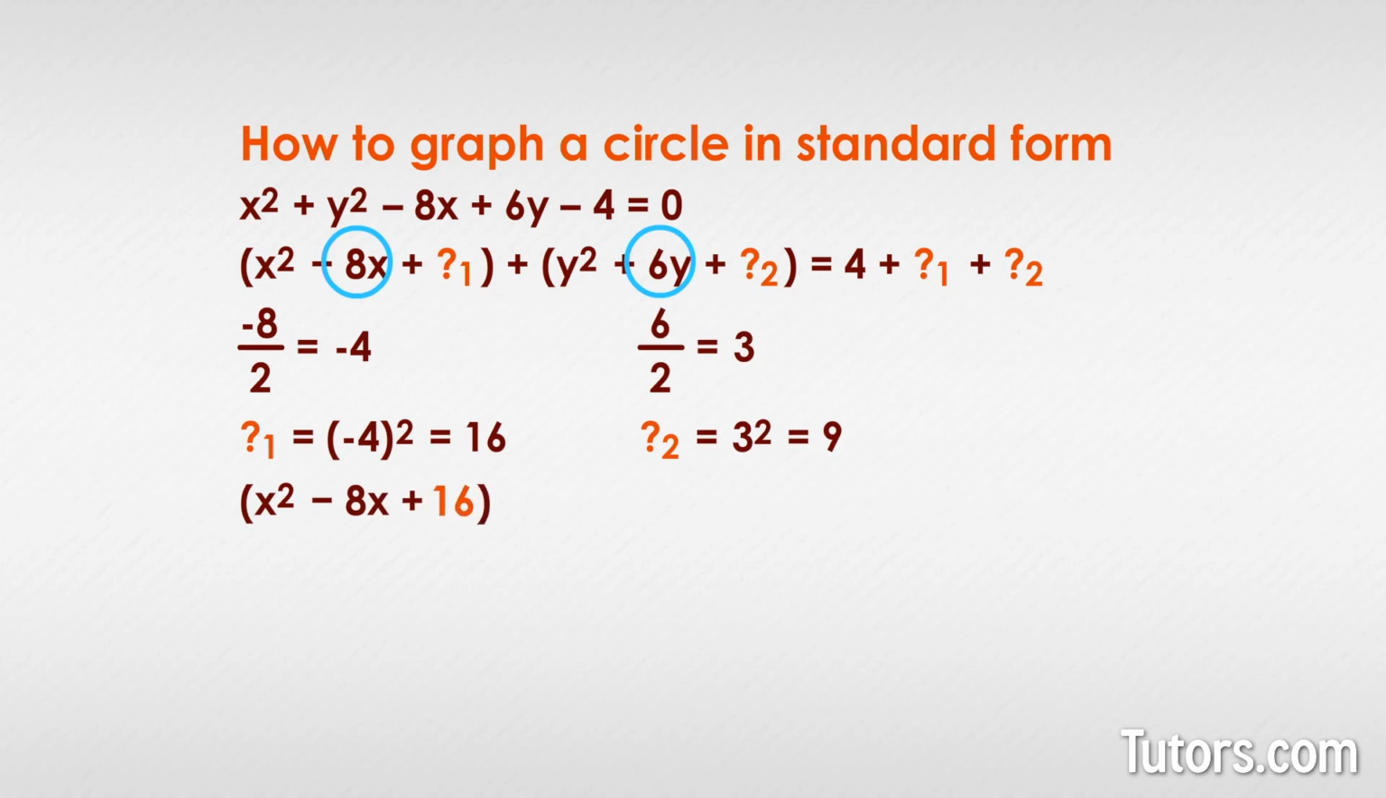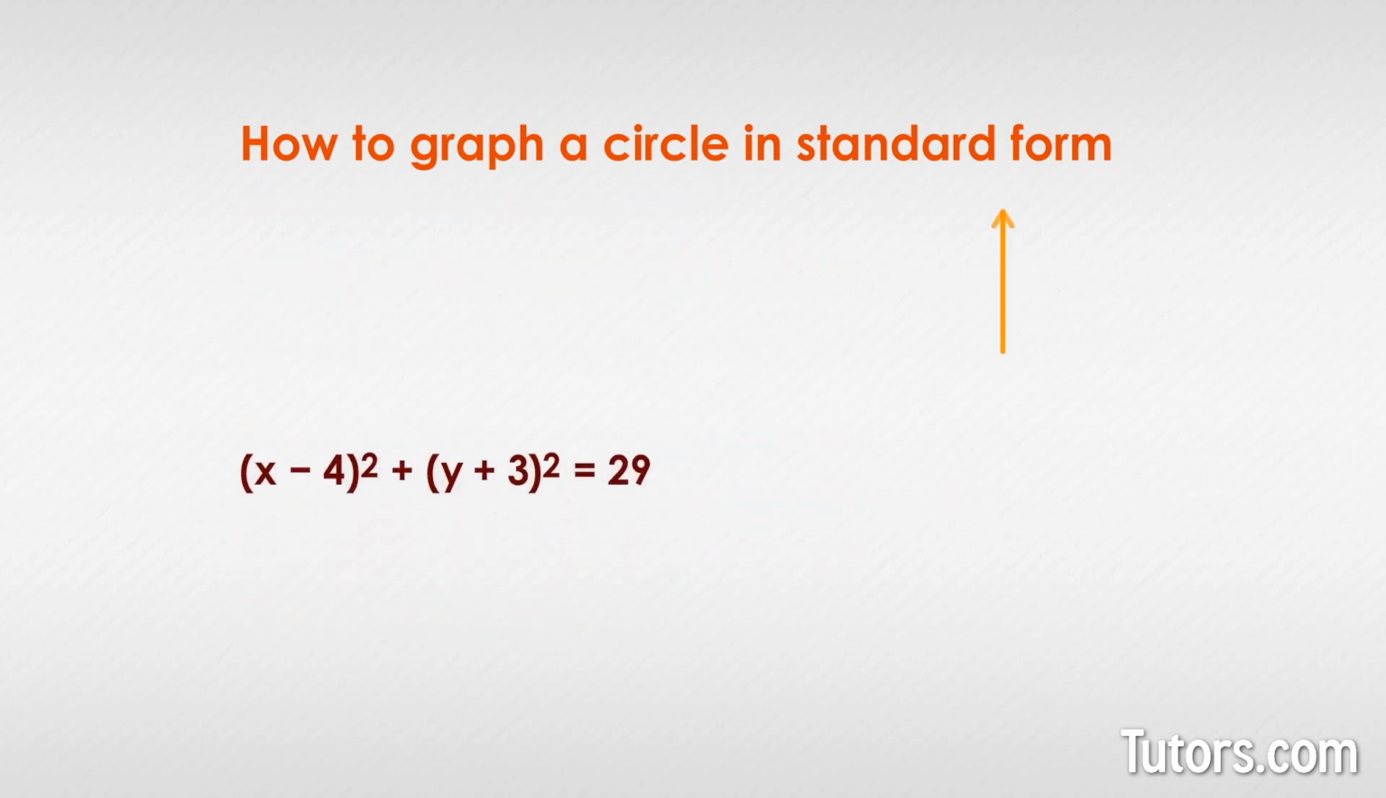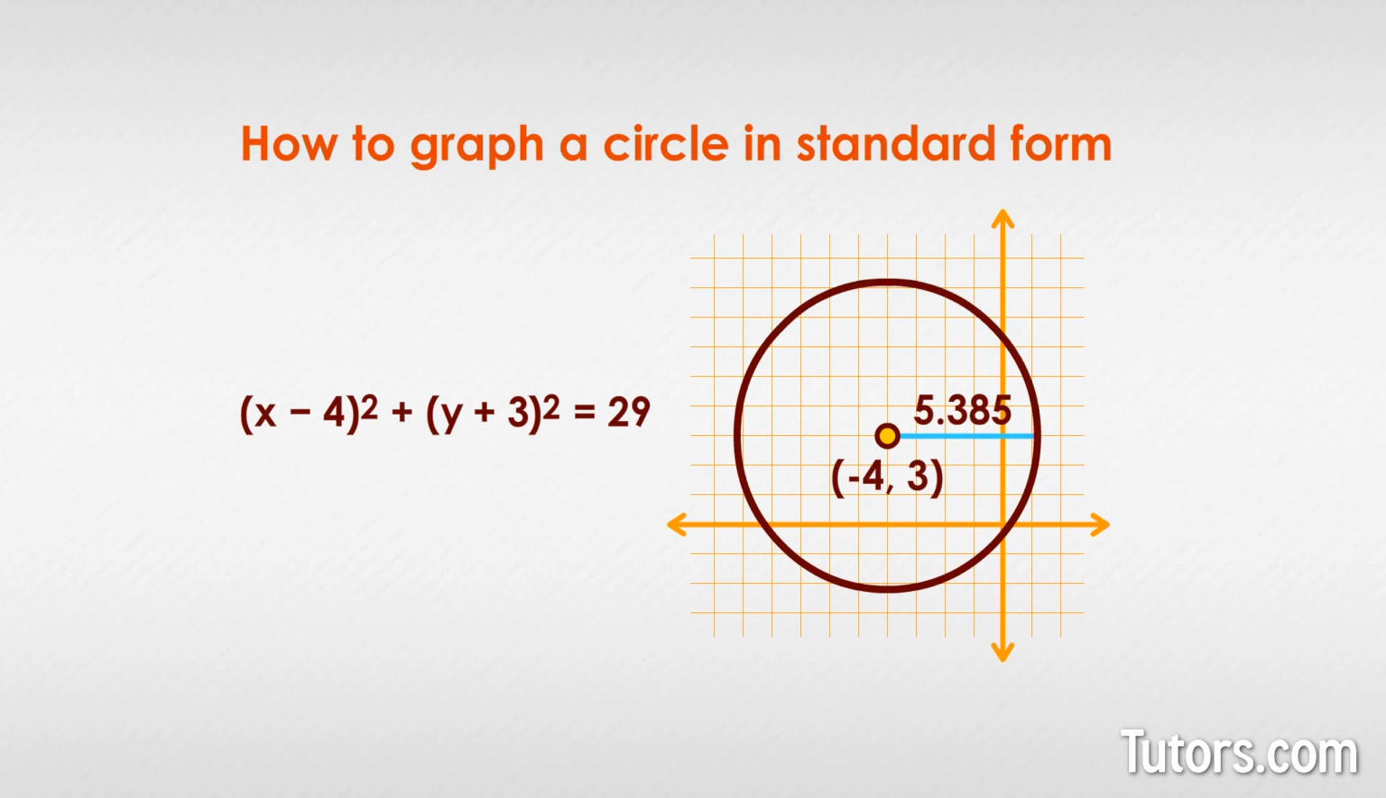Replace the unknown values unknown 1 and unknown 2 in the equation with the newly calculated values. And simplify. You now have the center radius form for the graph. You can plug the values in to find this circle with center point -4, 3 and a radius of 5.385 units, the square root of 29. That's it. Feel free to review the last section of the article below for cautions to look out for.